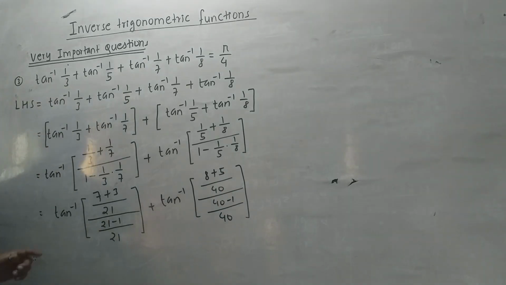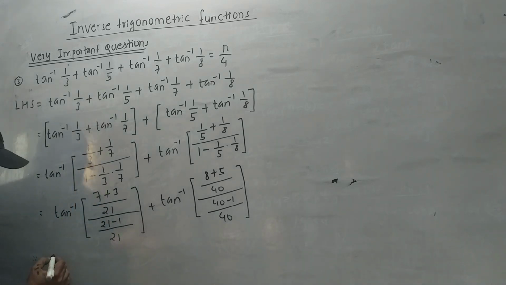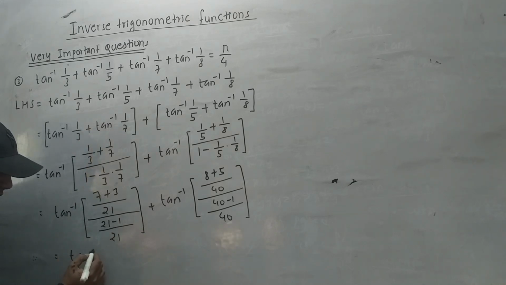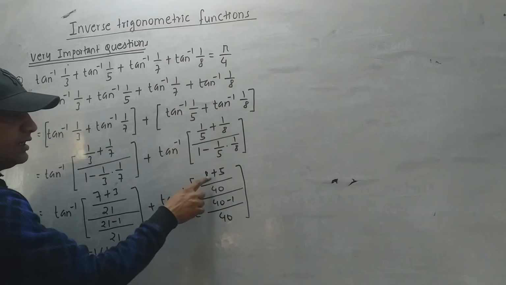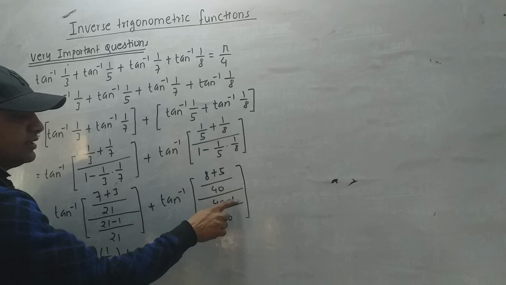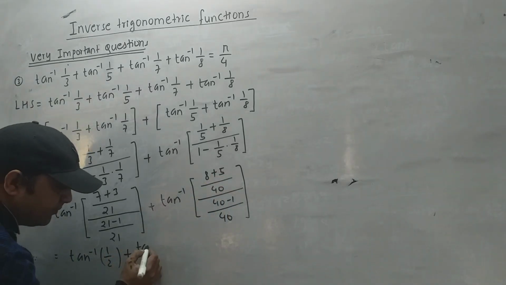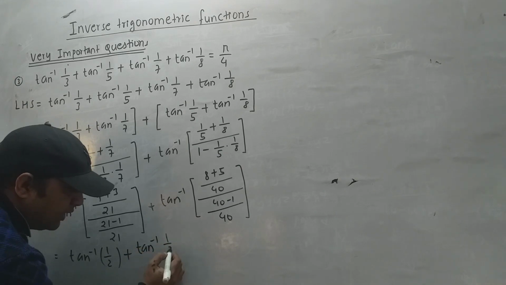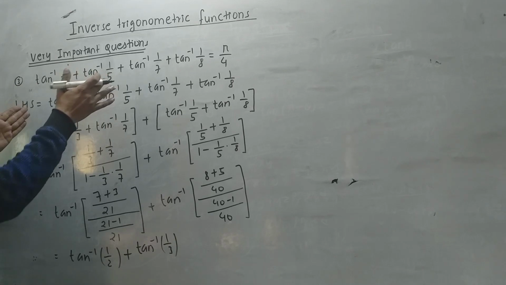Now this 21 and 21 cancel. 7 plus 3 is 10, 10 by 20 is 1 by 2. So you can write tan inverse 1 by 2 plus, and here 40 and 40 cancel. 8 plus 5 is 13, 40 minus 1 is 39. 13 3s are 39, so you are left with tan inverse 1 by 3. Now these 4 terms are reduced into 2 terms.